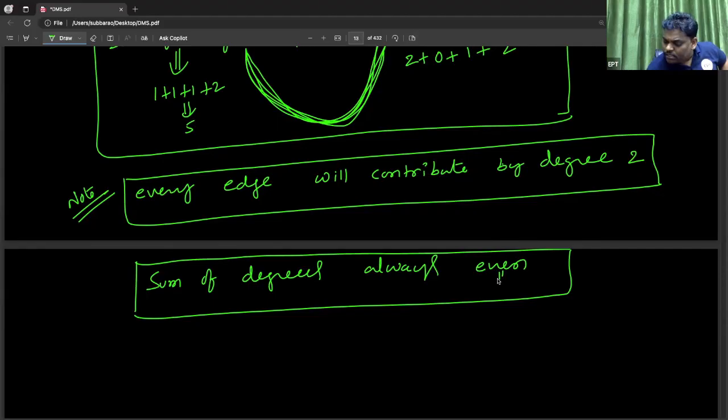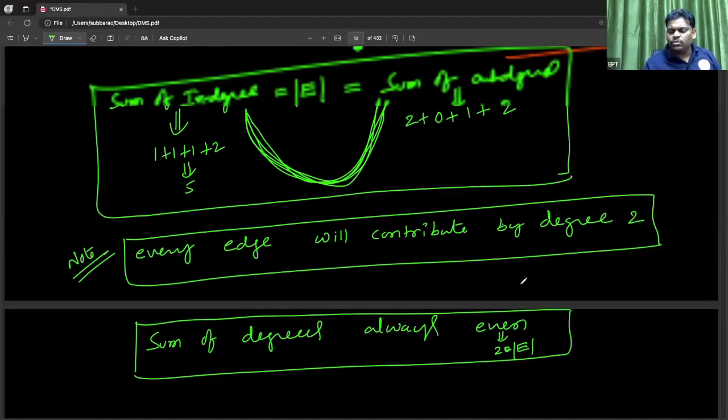What is the reason? The sum is 2 into e. That is the reason. 2 into anything is even. If you can write anything as 2 into something, then it is nothing but even. Why is it even? Because you can write it as 2 into something. Anyone having doubt?